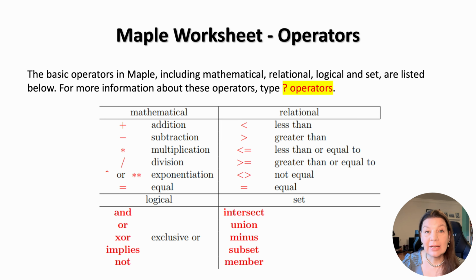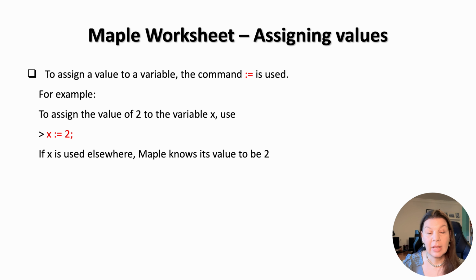Maple also uses standard relationship operators, such as less than, greater than, and not equal, which you may see when forming conditions or equations. Variables in Maple are assigned values using the colon equal operator. Once a variable is assigned, Maple will use that value consistently throughout the worksheet.